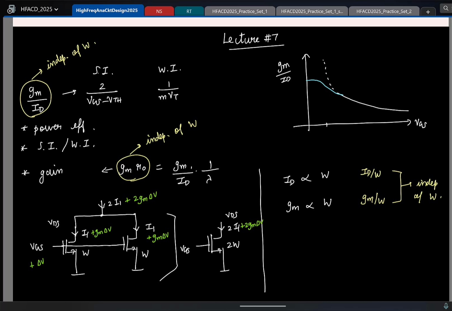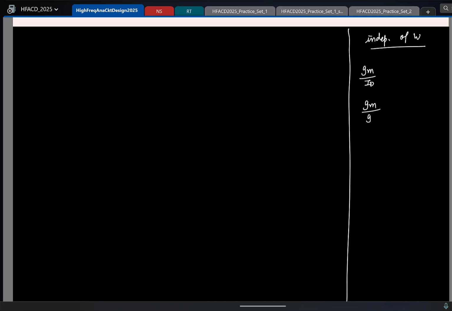Okay, so now let me list down the parameters that we have noted down that are independent of width. So first was the ratio GM by ID. Next we saw the intrinsic gain GM by GDS. And then we saw even the ratio ID by W or GM by W. They are also independent of it. And by the way, this ratio ID by W is called the current density. It essentially says the current per unit width in the transistor. It's some kind of a density measure.